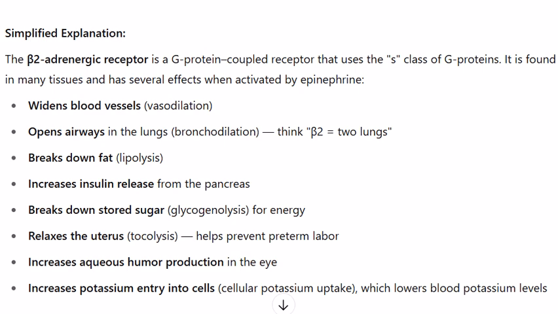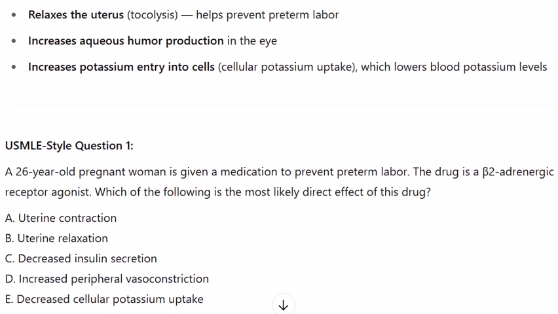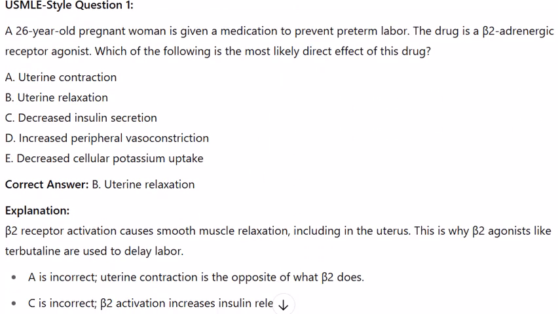USMLE style question 1. A 26-year-old pregnant woman is given a medication to prevent preterm labor. The drug is a β2 adrenergic receptor agonist. Which of the following is the most likely direct effect of this drug? A. Uterine contraction. B. Uterine relaxation. C. Decreased insulin secretion. D. Increased peripheral vasoconstriction. E. Decreased cellular potassium uptake.